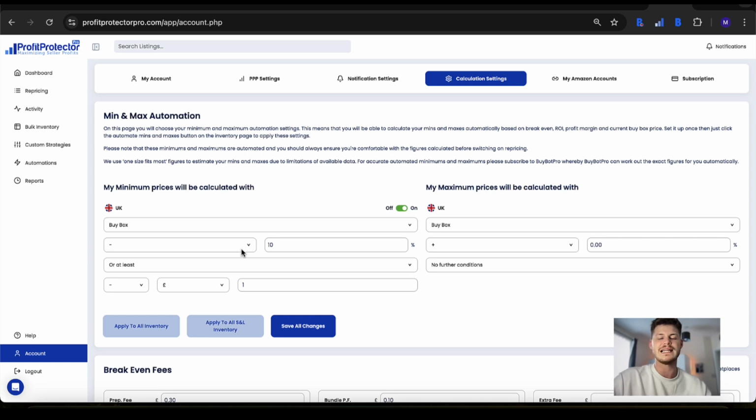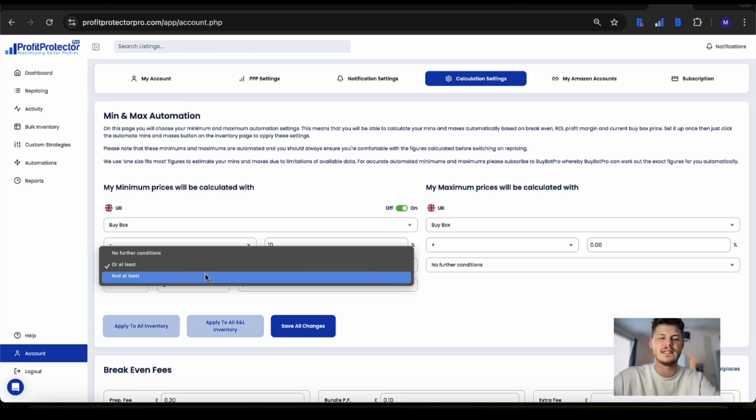Because let's say subtracting that like 10% isn't going to produce as effective a minimum price as say this would, then Profit Protect Pro's got the choice to use either this segment of the sum or this segment based on what it can do or what it's best for it to do, whichever one makes the most strategic sense. So that's what you can do with the or at least function.